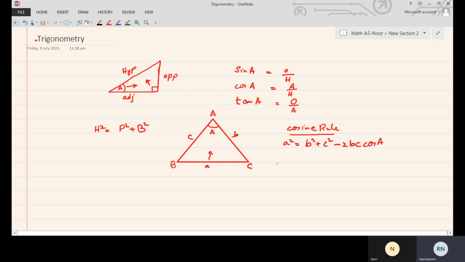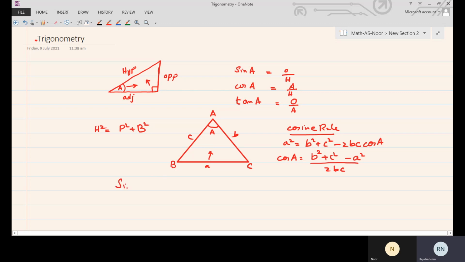If all three sides are given, we can also use the cosine rule to find the angle. Like if we are looking for angle A, we write cos of angle A. The side which is opposite to angle A is small a, and we write it with minus a square. The rest of the sides are b and c, so we write b square plus c square minus 2 times bc.